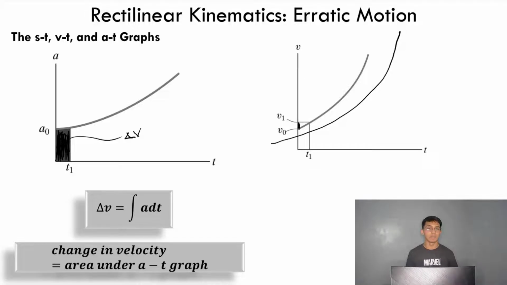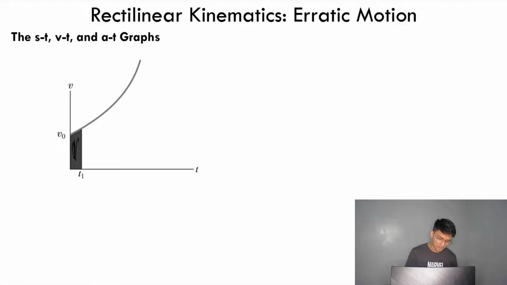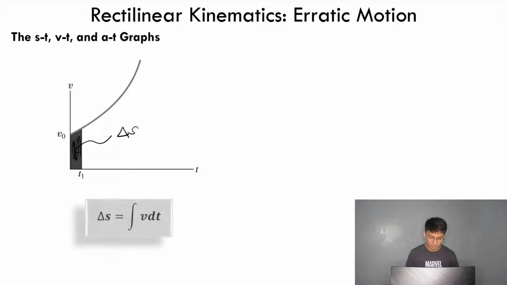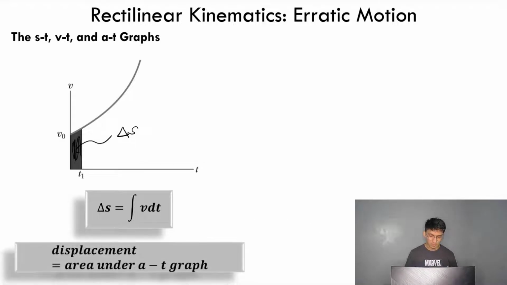Now, from the VT graph, kung gagawa naman tayo ng ST graph, same process lang din. So, here's another example of VT graph. So, makikita natin itong shaded part na ito. This is now the delta S or the change in position. So, change in position is equal to the integral of V dt. So, dito natin yan makukuha. Ito po siya. The displacement is equal to the area under the VT graph.